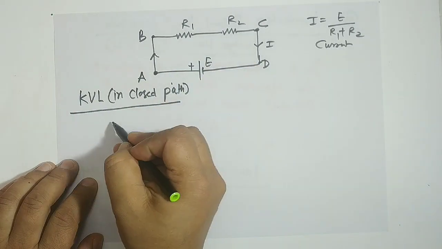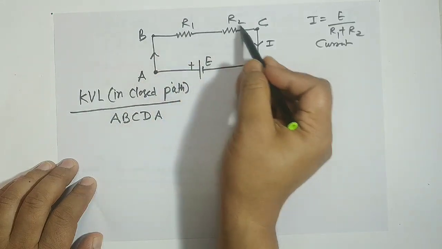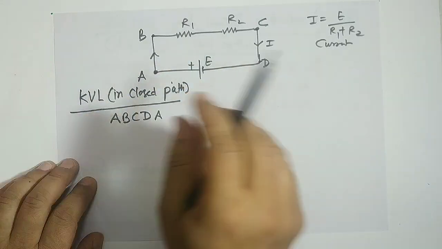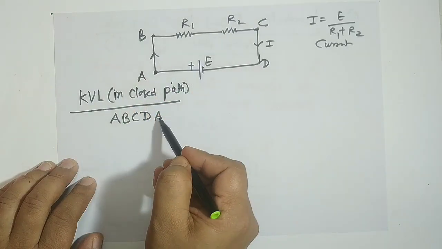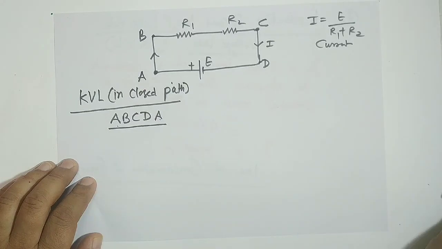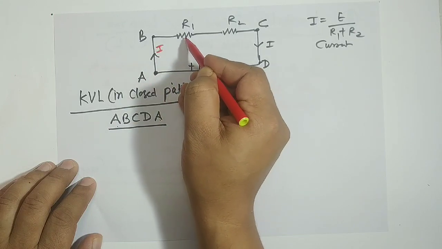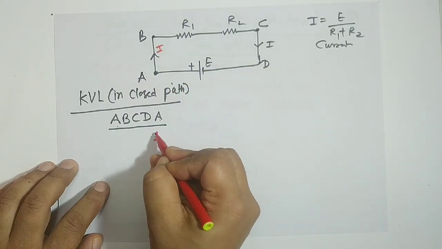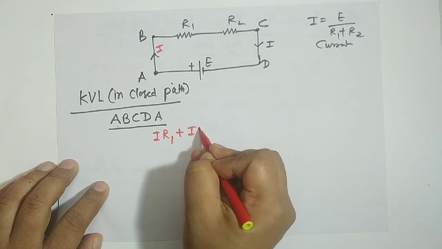And the path is defined as A, B, C, D, A. We are going in this way. We can go in a clockwise or anti-clockwise way. So we are starting from here and we have to end at A. Remember, not A, B, C, D, A, B, C, D, A. Okay, we'll check the potential. The current going in it is I. So what is the potential difference? IR1, and here, plus IR2.